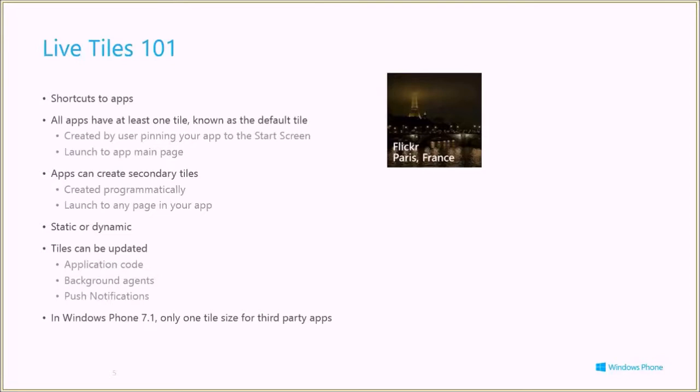So again, tiles are shortcuts to the applications. All applications have at least one tile, known as the default tile or the application tile. It's created by the user when you pin the application to the start screen, exactly as I showed you in the demo. Once you click on it, you go to the main page. Applications can create secondary tiles, as we just showed in the People Hub application. You can create that programmatically. You can launch to any page in your application as a deep link to that page. You can even pass parameters if you want.